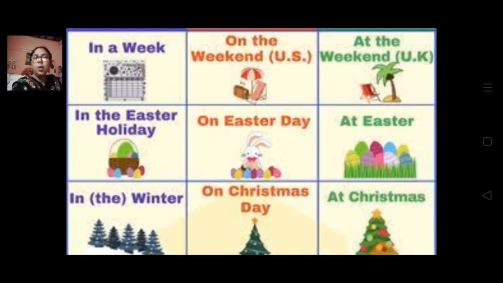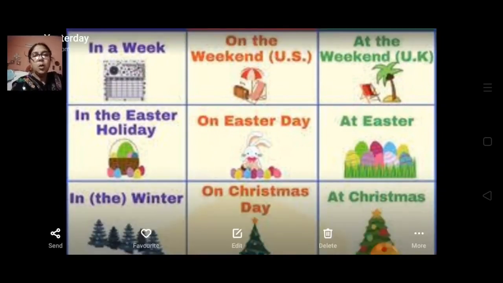Now next is on. How can we use on? On will be used on the weekend, on Easter day, on Christmas day. Now next, at the weekend. Generally on the weekend is used in the United States, in American English. But in British English, at the weekend, at Easter, at Christmas, or when we are specifying the time, at 9 a.m., at 9 o'clock. So there we are supposed to use at.